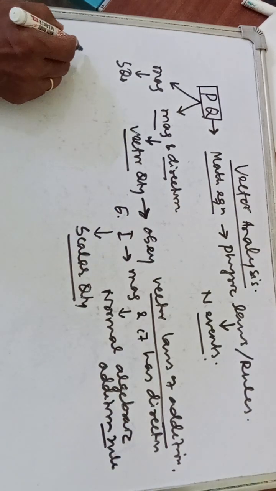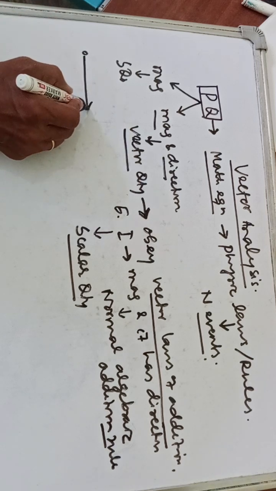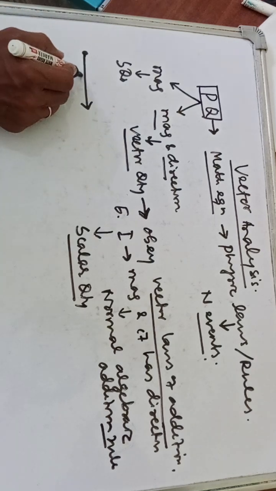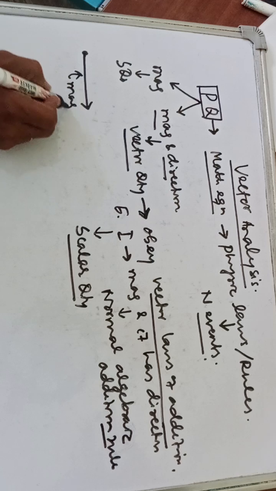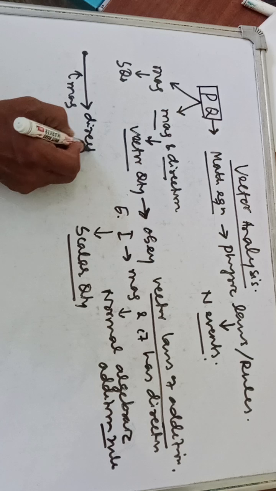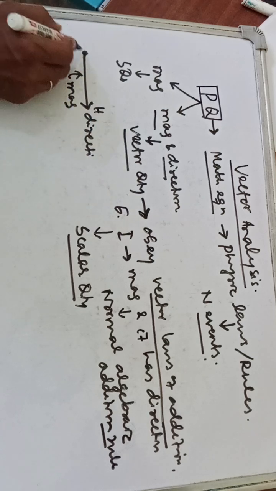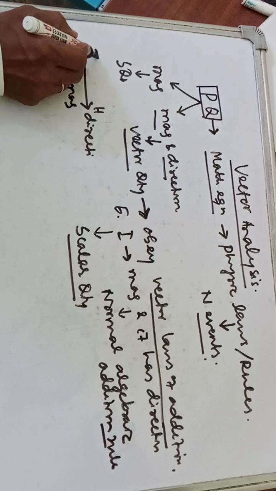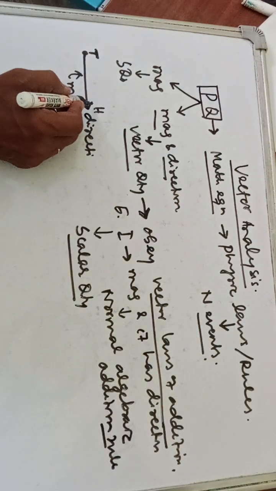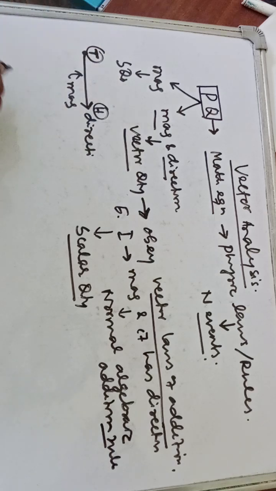These vector quantities are represented graphically with the help of an arrow. The length of the arrow shows the magnitude of the vector and the direction of the arrow shows the direction of the vector. This arrow end is the head and the other end is the tail of the vector or arrow. This is the head and tail.